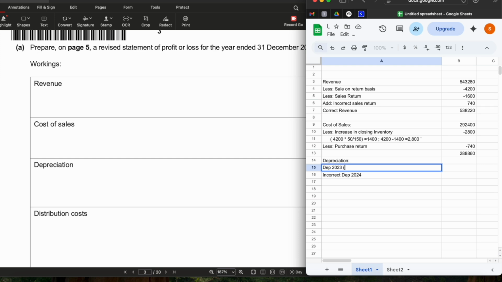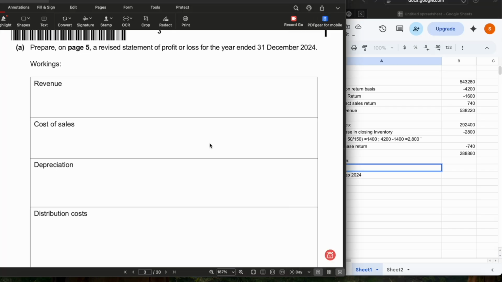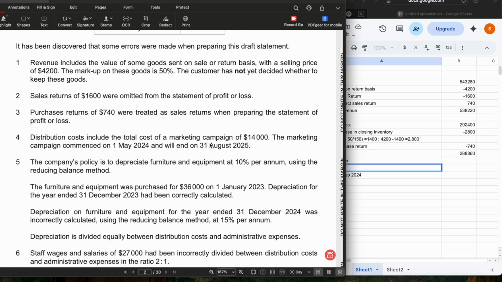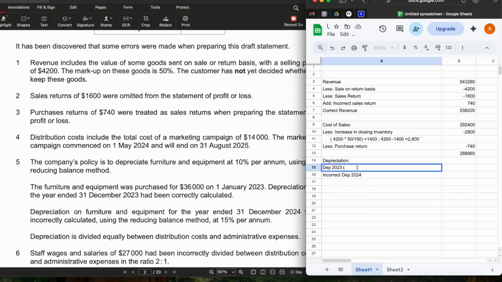Now in 2023, this is the first year we purchased the asset. The question said that the asset was purchased on 1st January 2023, so from January to December we are calculating depreciation. 36,000 is the cost, and this is the first year, so there was no accumulated depreciation. So accumulated depreciation is 0, and on that amount we calculate our rate of depreciation, which is 10%, and this will give you 3,600.